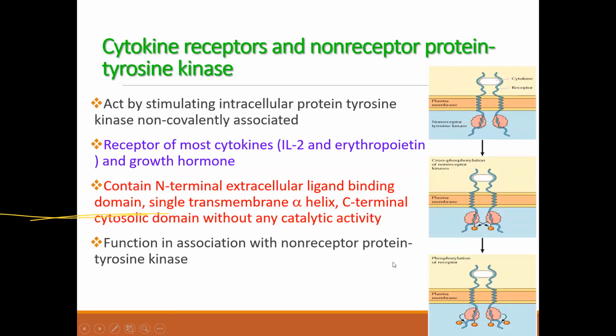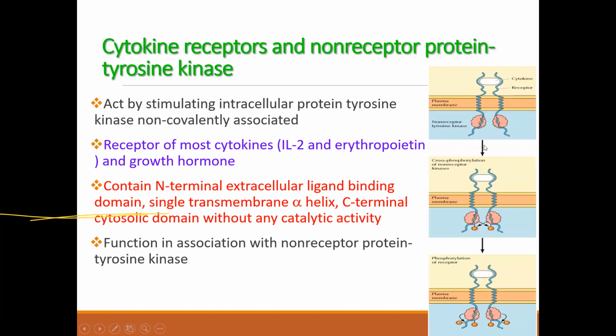Okay, the third group of the cell surface receptor is the receptor of cytokine. This type of receptor also has protein kinase activity, not as a domain of the receptor, but as a separate protein linked to the receptor.